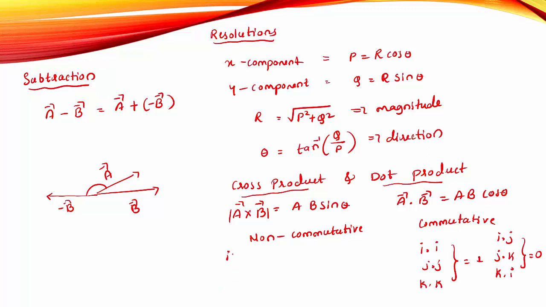Similarly for cross product, i cross i, j cross j, k cross k are all equal to 0. Then i cross j equal to k, j cross k equal to i, k cross i equal to j. In the reverse order we take a negative sign. So these are the unit vector results for dot and cross product. You can remember the equations A cross B equal to AB sin theta, A dot B equal to AB cos theta. So this completes vectors.